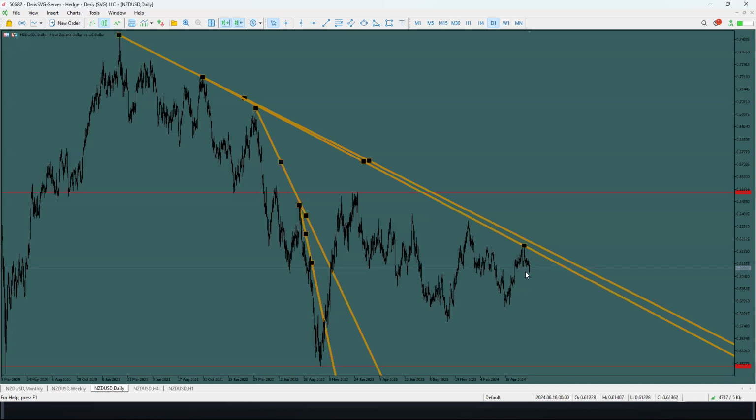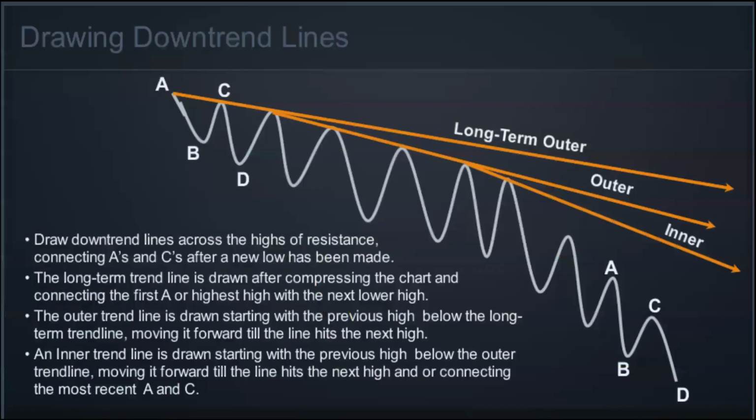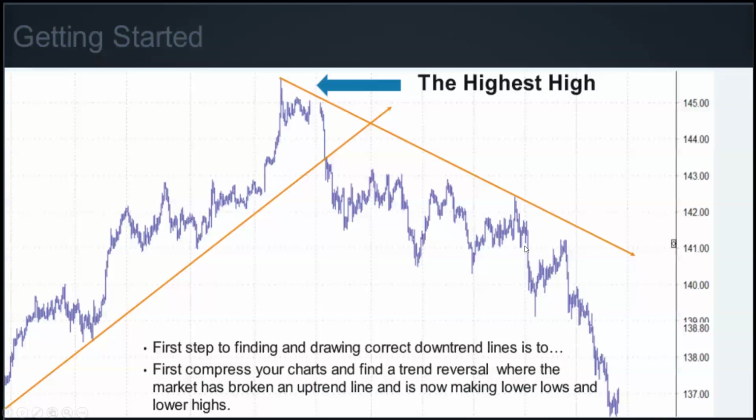If this market now comes and breaks this outer trend line, this long-term trend line, it gives you a higher chance that the market is actually changing direction. So trend lines can alter your trading result, because they give you a guide as to where the market is actually heading.